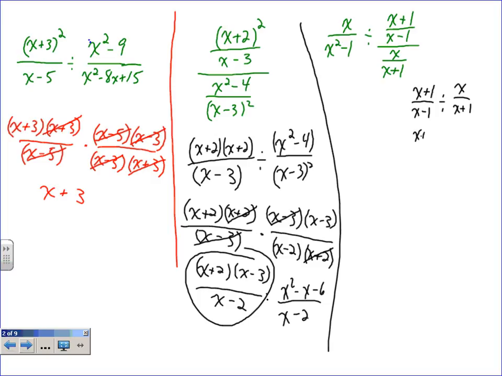So I have x plus 1 over x minus 1 times x plus 1 over x. Wow, does anything reduce? No. So now I've got x plus 1 times x plus 1 over x times x minus 1. I couldn't reduce anything.